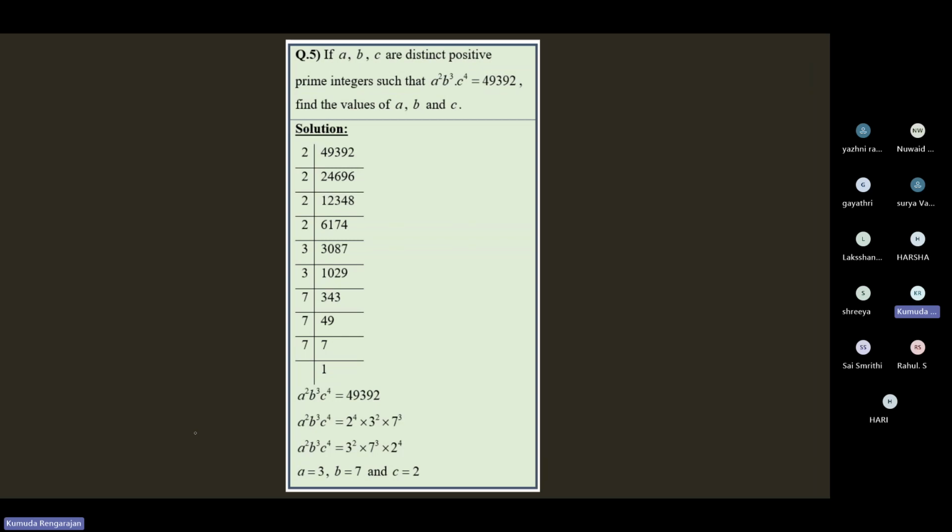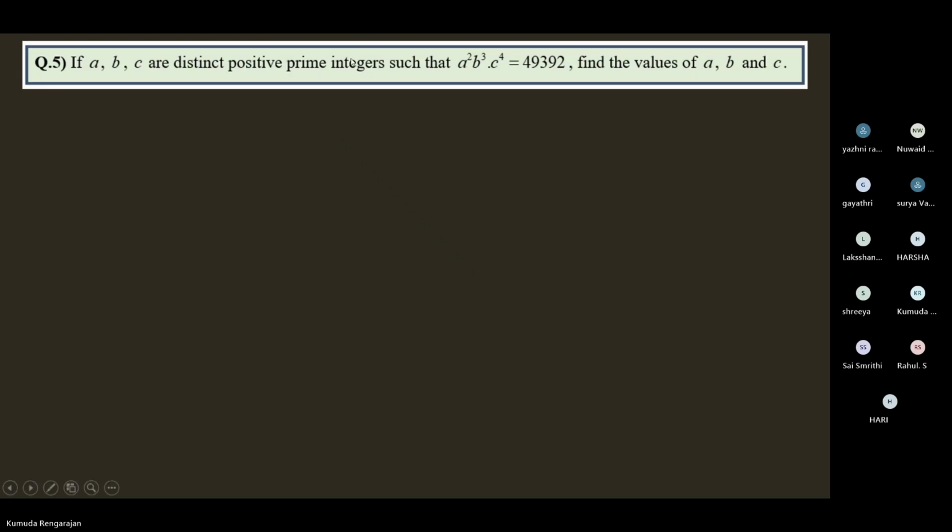This one also you can help yourself because you just have to find the, okay, let me read the question for you. I'll show you the question here. If A, B, C are distinct positive prime integers, distinct meaning different. They're not the same, like A, B, C all have different values.